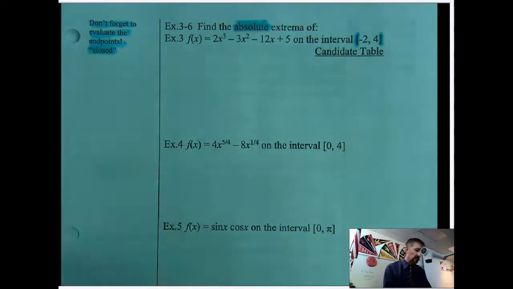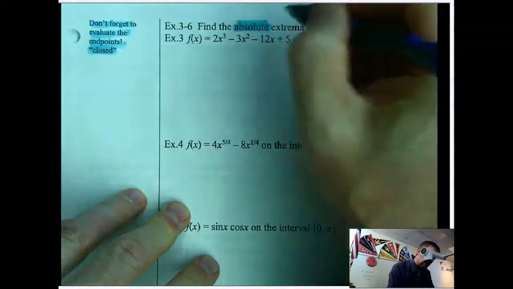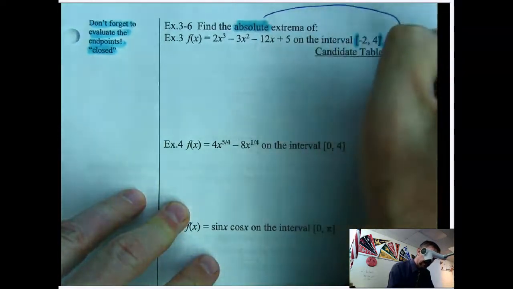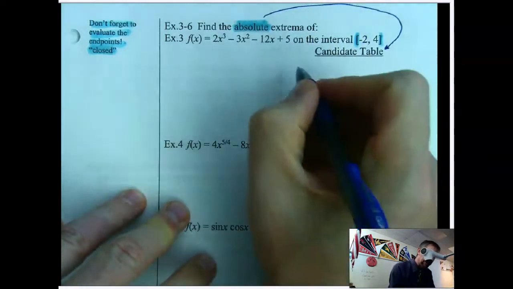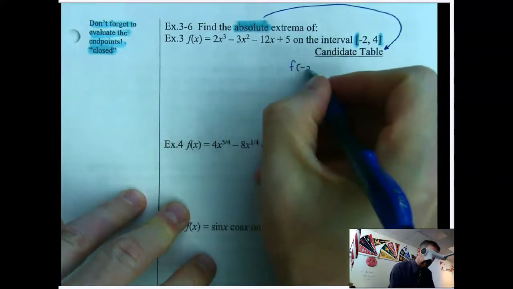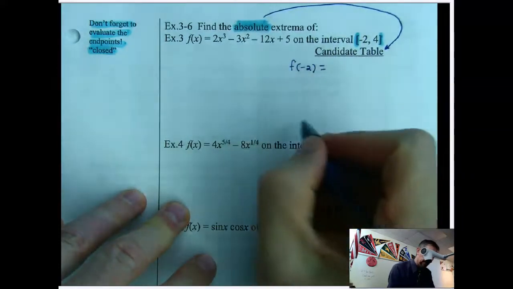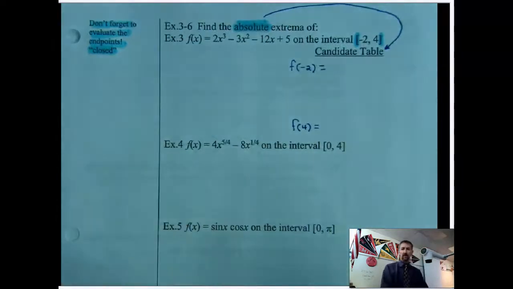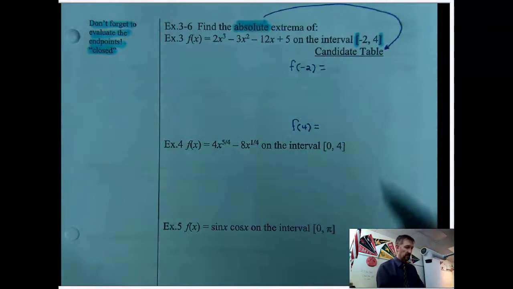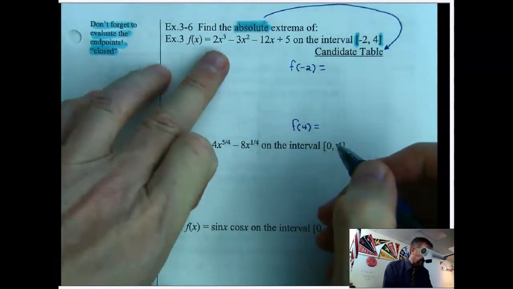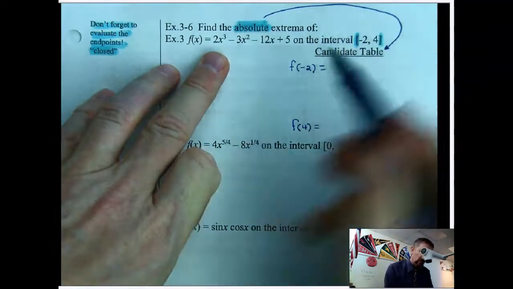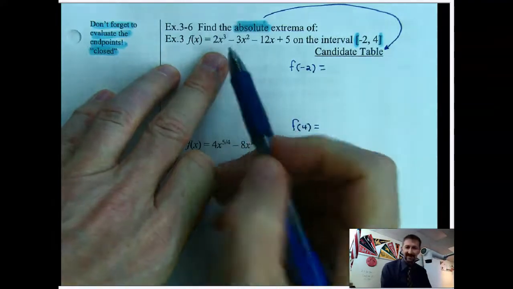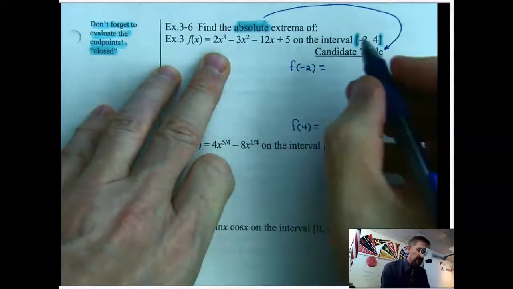So, when you see the word absolute, you want to make sure that you make a candidate table. So a candidate table is going to include the endpoints. So that means we have f of negative 2, and we're going to have f of 4. Both of those. Alright? So, if we plug negative 2 in here, now the candidate table we're plugging into the original function, and we're just testing to see what are those values.